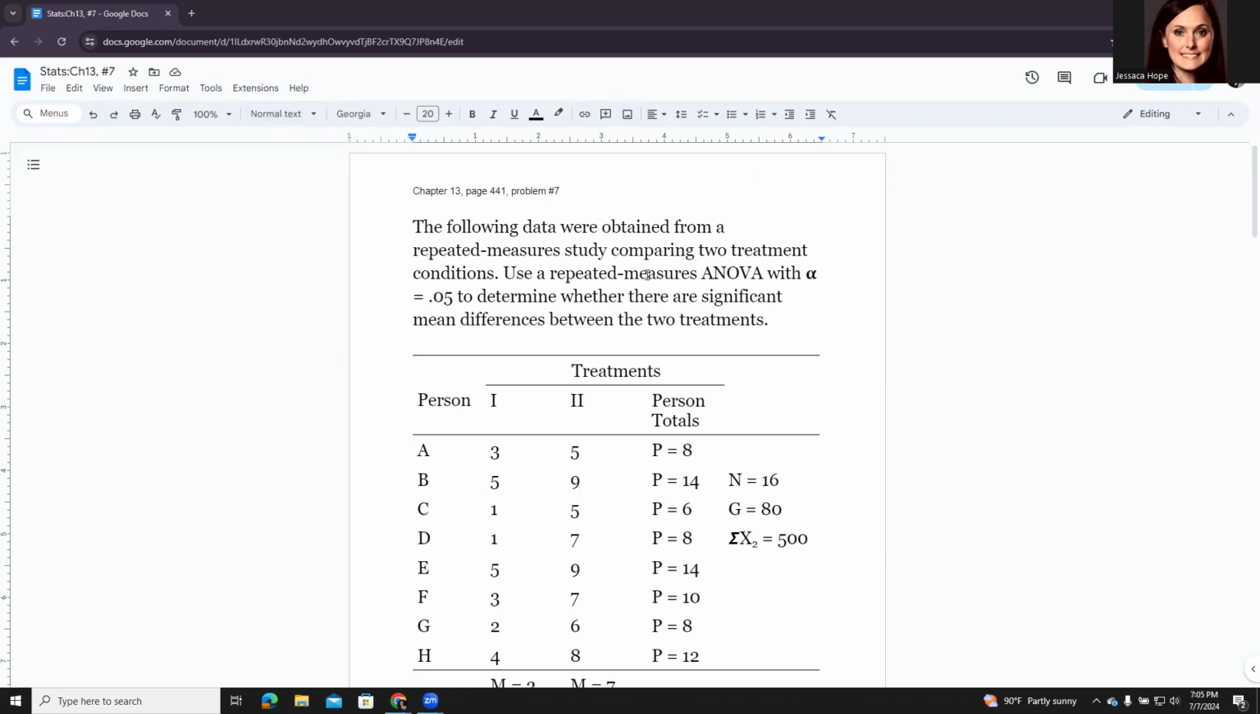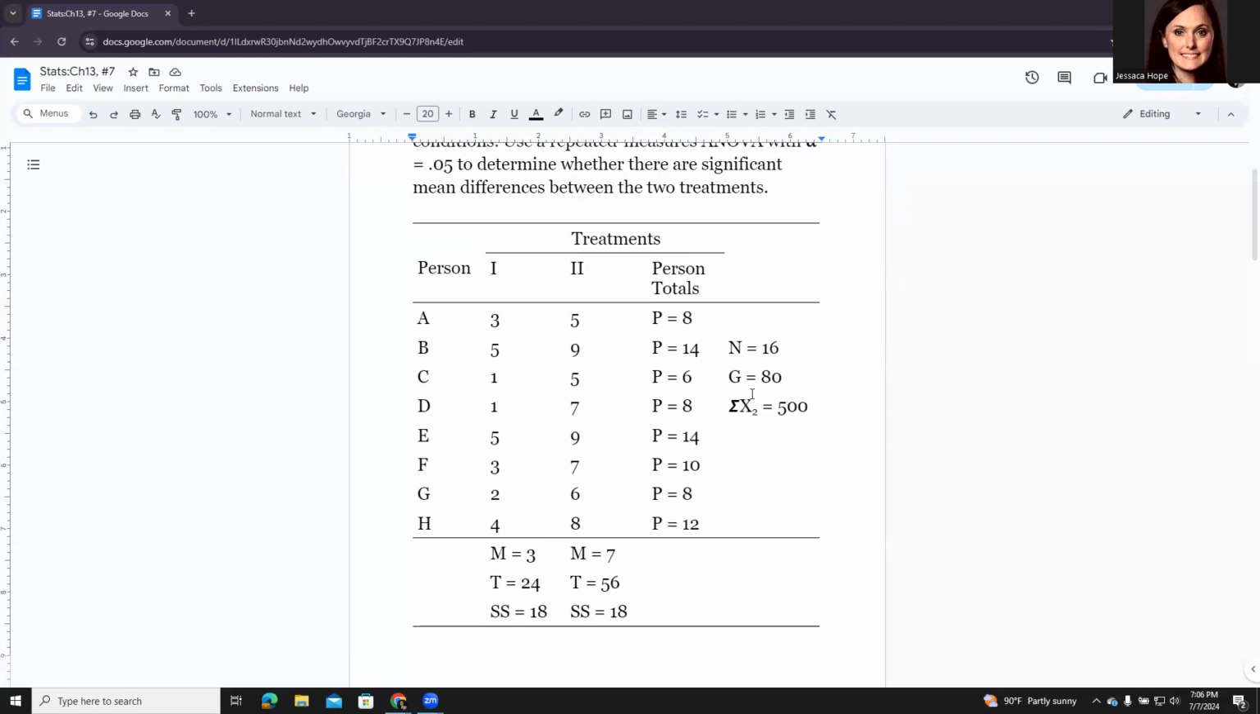So anyways, this is all kind of new. I'm trying to just show you guys some examples. So this question is in chapter 13, page 441. It's problem number 7. The following data were obtained from a repeated measure study comparing two treatment conditions. Use a repeated measures ANOVA with alpha equals 0.05 to determine whether there are significant mean differences between the two treatments. So this is what you're given.